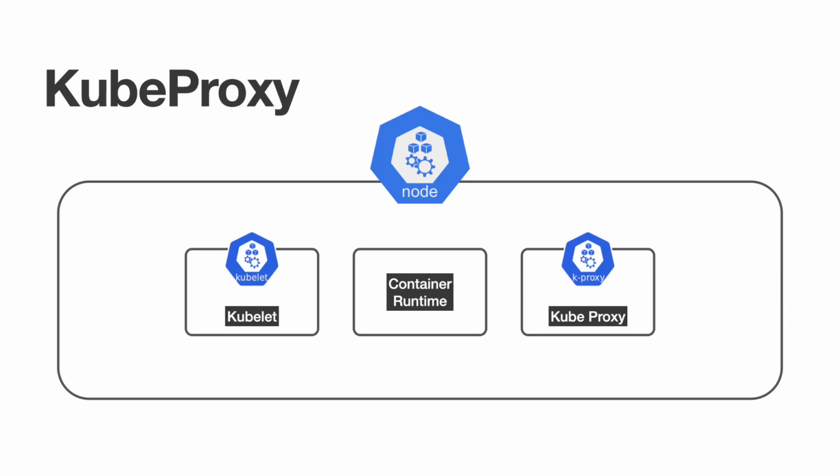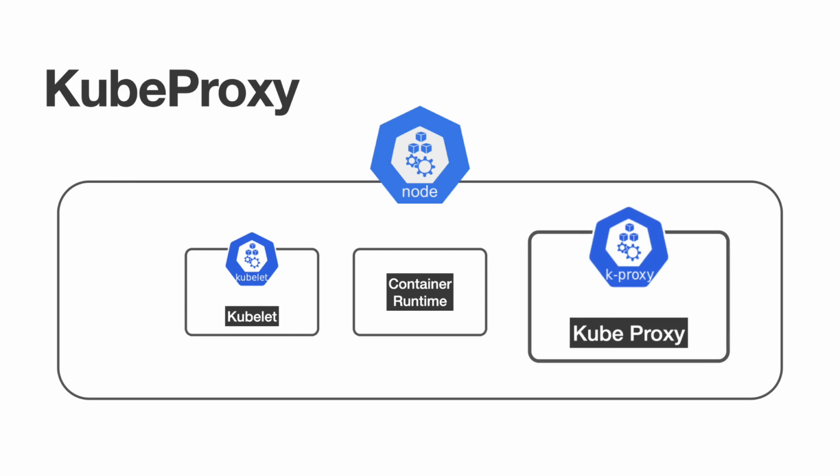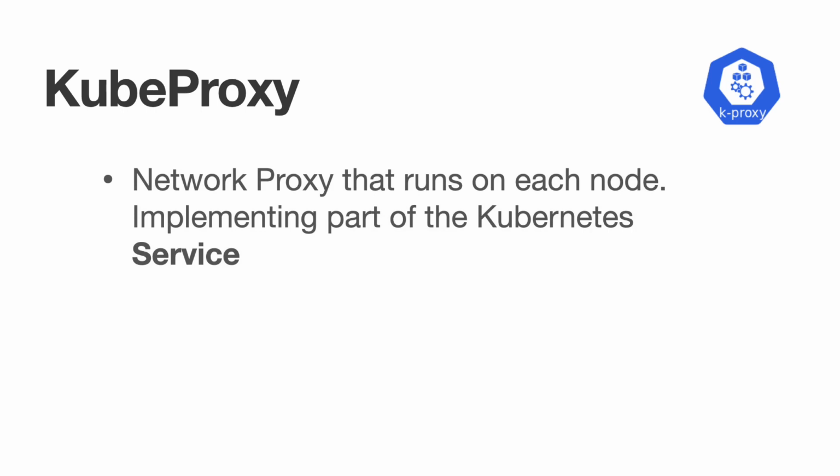Right, the last piece of the puzzle that I want to talk to you about when it comes to service discovery is kube proxy. Early in this course, when we learned about the Kubernetes architecture, you saw that each node has three components: the kubelet, container runtime, and kube proxy. So let's focus on kube proxy because this fits in with this section. The kube proxy is a network proxy that runs on each node, implementing part of the service.